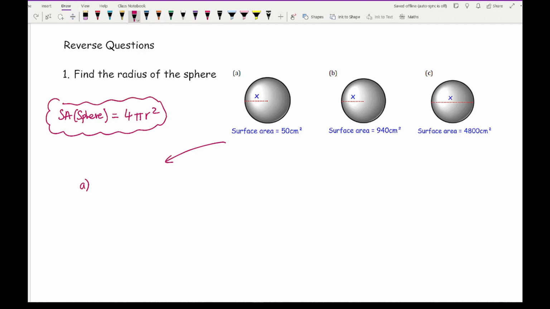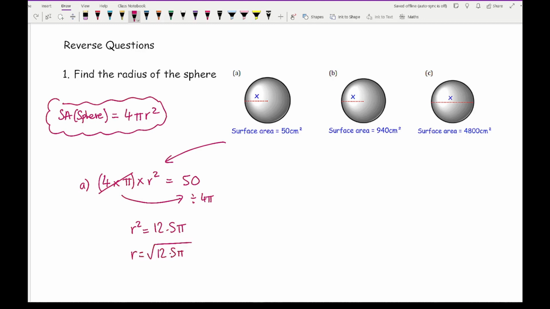So what we know is we've got 4 times pi times r squared equals 50. So what we need to get rid of is this 4 pi, and that's multiplying by r squared. So to get rid of it, we divide by 4 pi. So we've got r squared equals 50 divided by 4 pi, which, if I type that into my calculator, is 50 divided by 4, which is 12.5. So we've got 12.5 over pi, and so r equals the square root of 12.5 over pi.